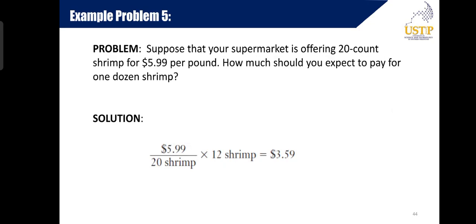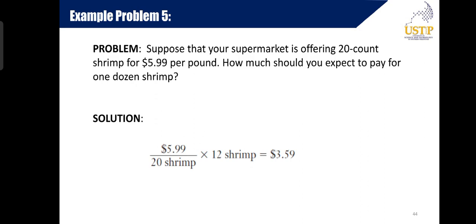So for example, suppose that your supermarket is offering 20 count shrimp for $5.99 per pound. How much should you expect to pay for 1 dozen shrimp? So you have 5.99 for 20 shrimps times 12. So you have $3.59 for a dozen shrimp.